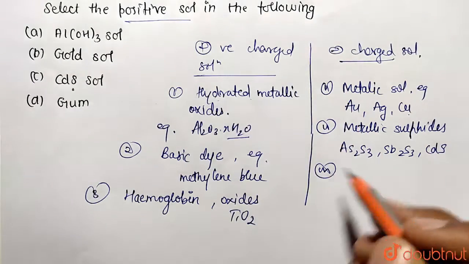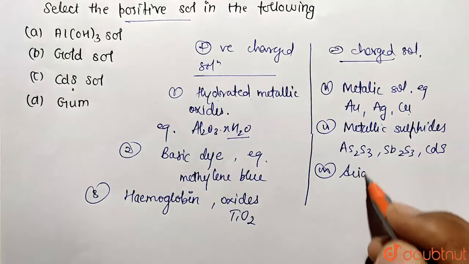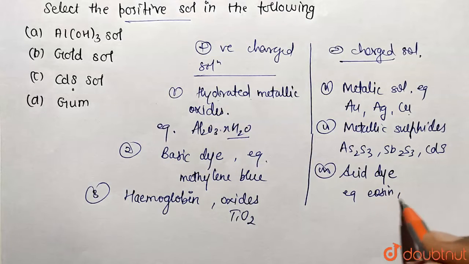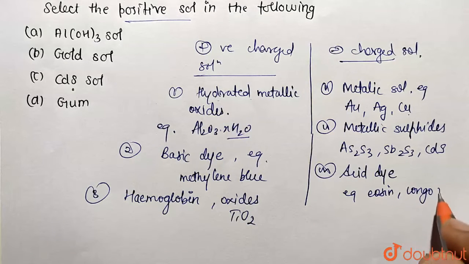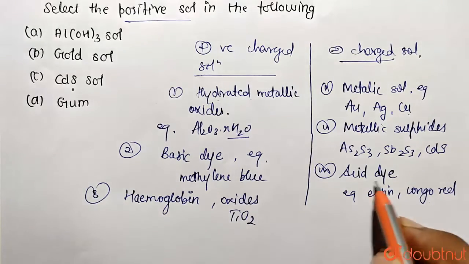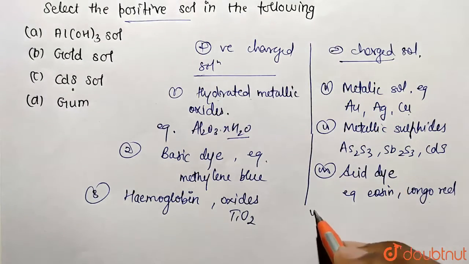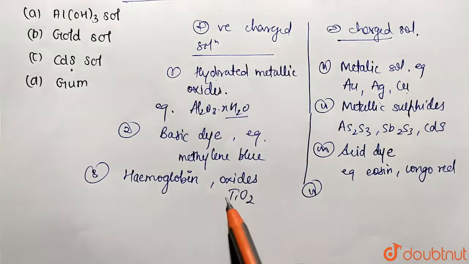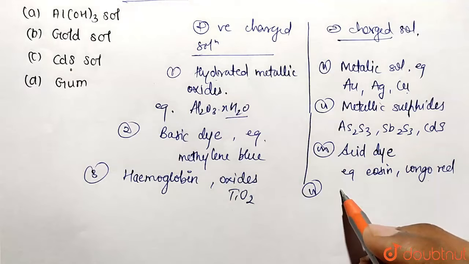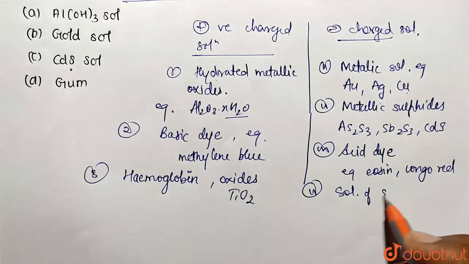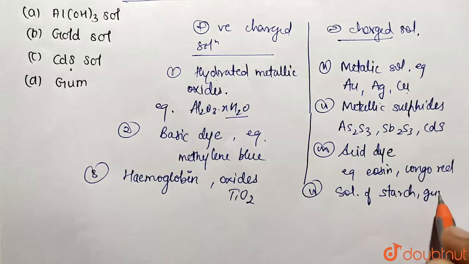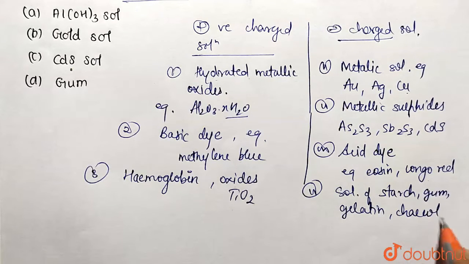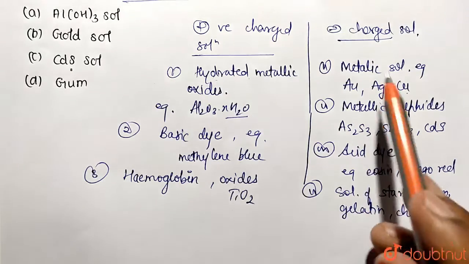Third point: here we had basic dyes, so all the acidic dyes are going to be negatively charged sols. For example, you can take eosin, then Congo red sol. All these dyes which are acidic in nature are going to be negatively charged sols. Similarly, you can construct the fourth point also. Here we had components like hemoglobin and oxides, but in negatively charged sols we have components like salts of starch, gums, gelatin, charcoal. They are all going to show negatively charged sol nature.